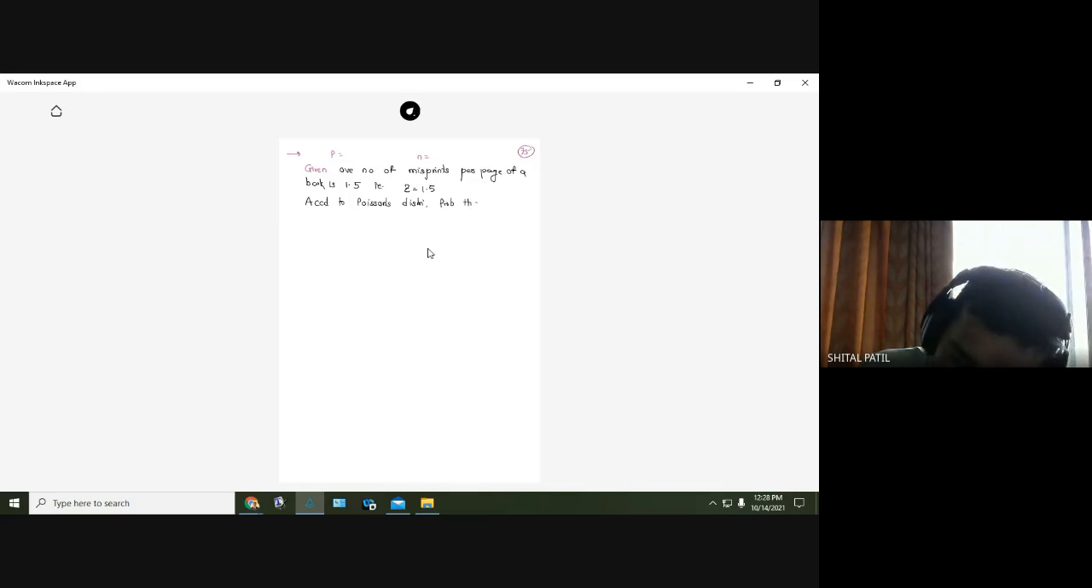probability that a page contains R misprints, understand the problem, R misprints is e raised to minus z, z raised to r divided by r factorial, e raised to minus 1.5, 1.5 raised to r divided by r factorial.